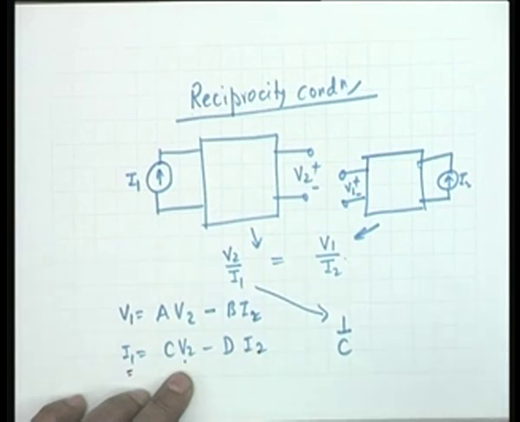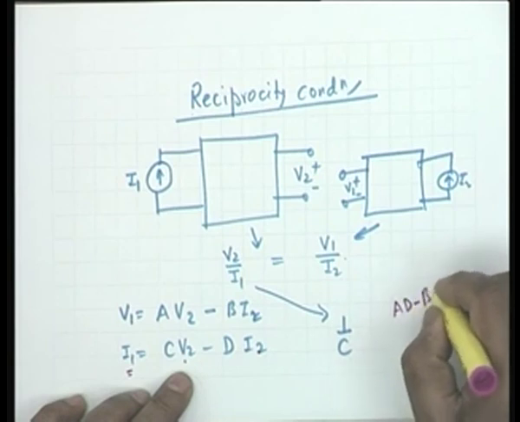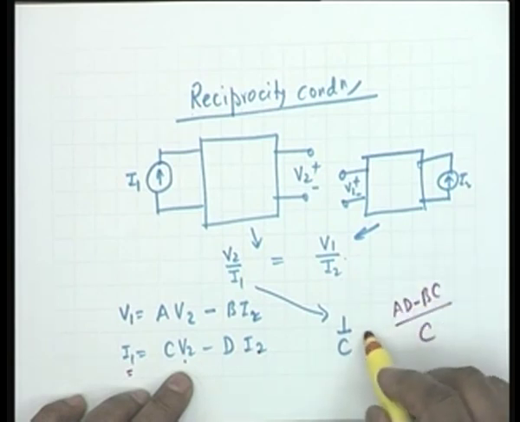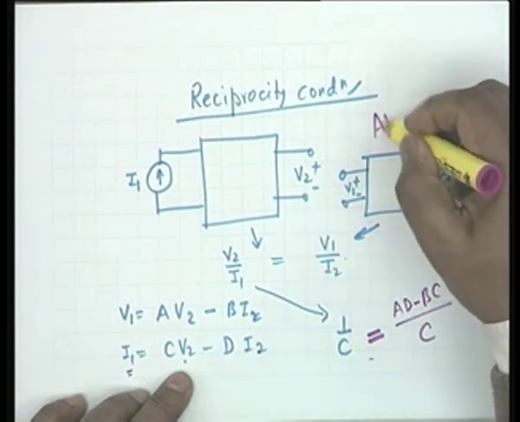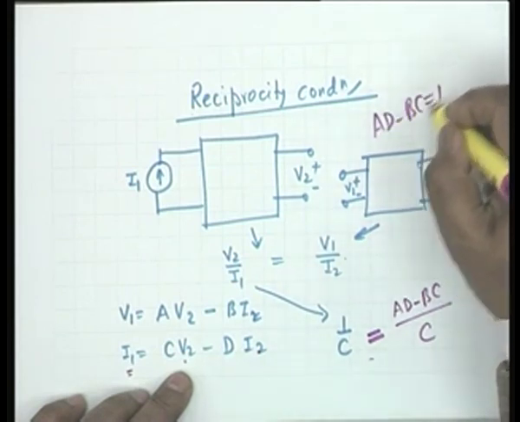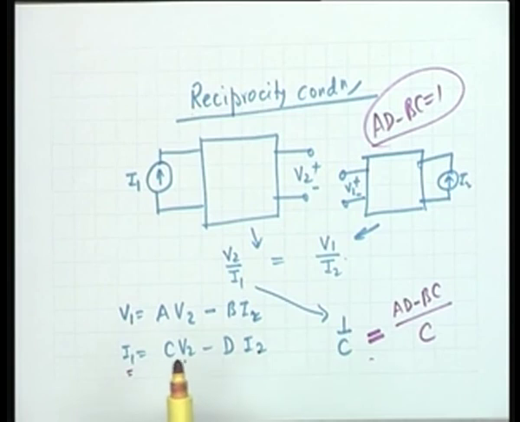Pardon me? Say it again. AD minus BC by C. AD minus BC by C. So, these two should be equal, which means that AD minus BC should be equal to 1 if the network is to be reciprocal. We have proved it. How did we prove it? We applied the theorem itself, we went to the roots.